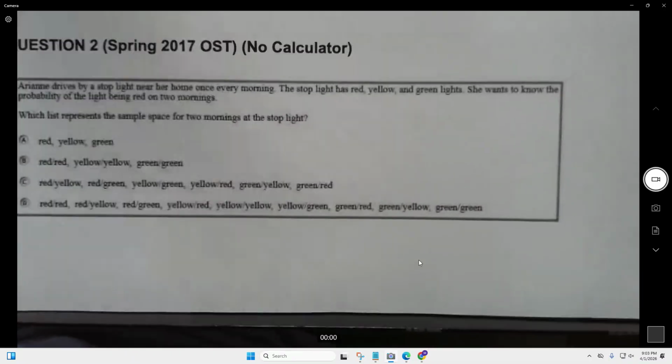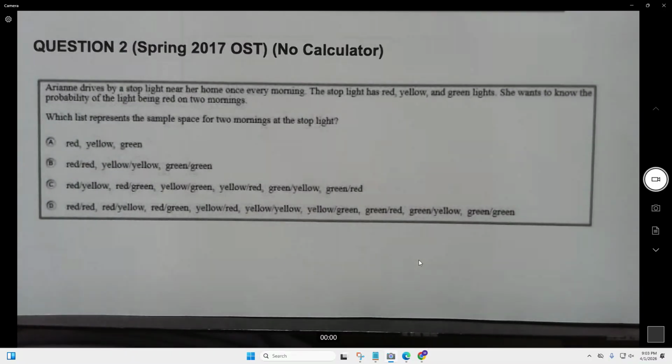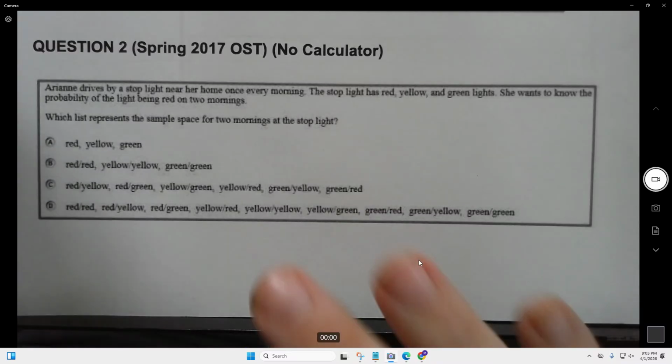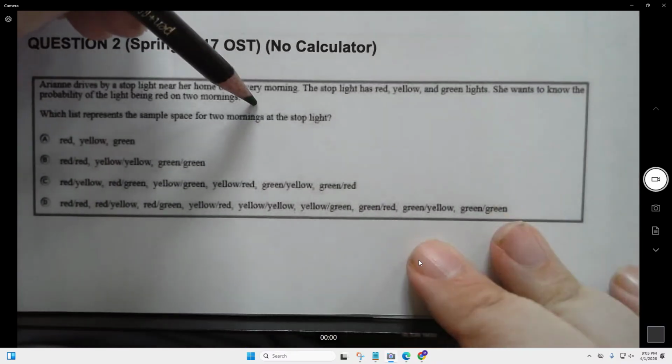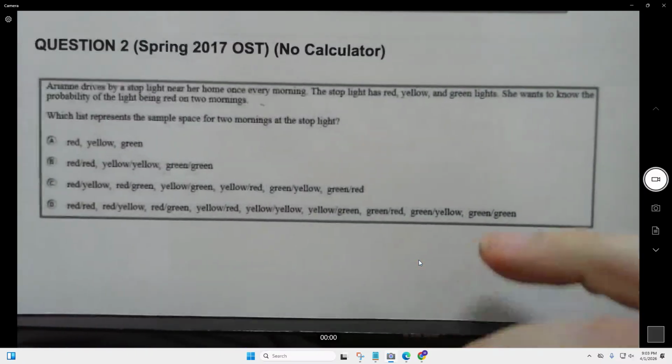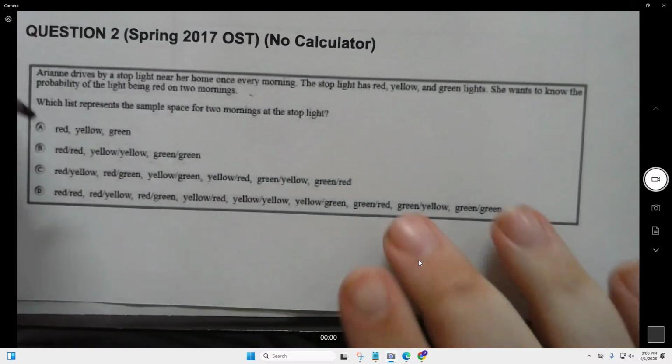Question 2. No calculator allowed. Ariane drives by a stoplight near her home every morning. The stoplight has red, yellow, and green lights. She wants to know the probability of the light being red on 2 mornings. What list represents the sample space for 2 mornings at the stoplight? Okay. She drives past the stoplight near her home once every morning. It has red, yellow, and green. She wants to know the probability of that light being red on 2 mornings.